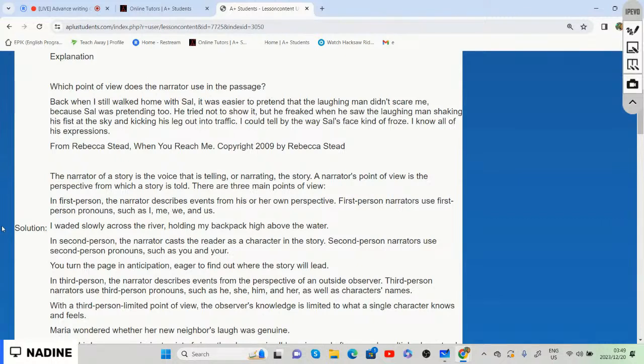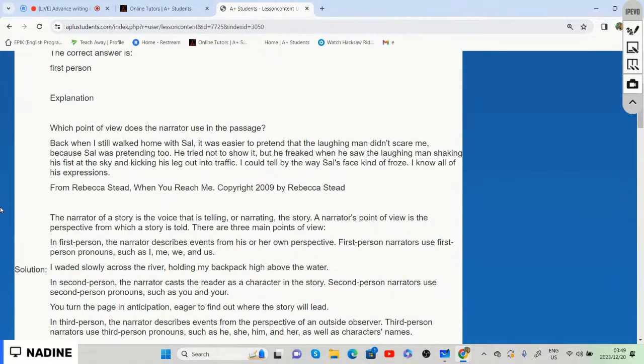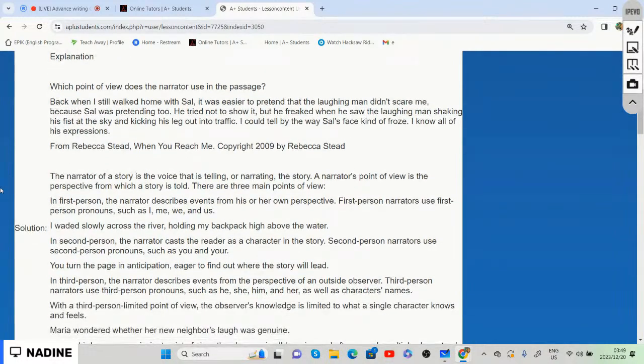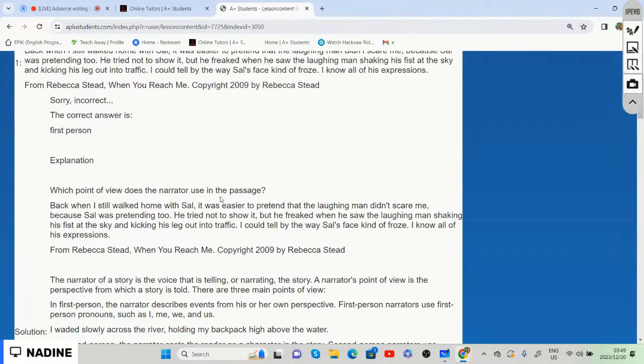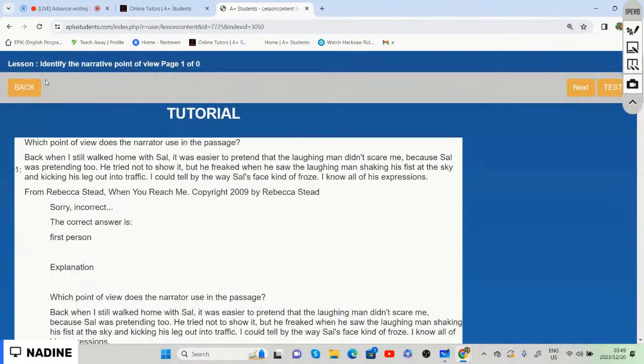All right. And then we have second person, where the narrator casts the reader as a character in the story. And then we have third person, where the narrator describes events from the perspective of an outsider. Either the narrator uses words like he, she, him, her, or in most cases, the narrator uses the characters' names. All right, so this is now the end of our lesson on point of view.